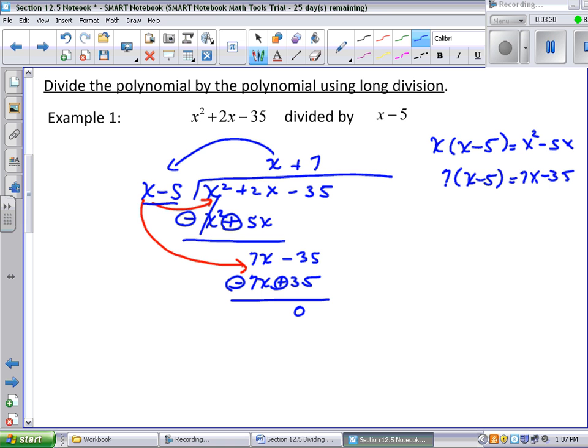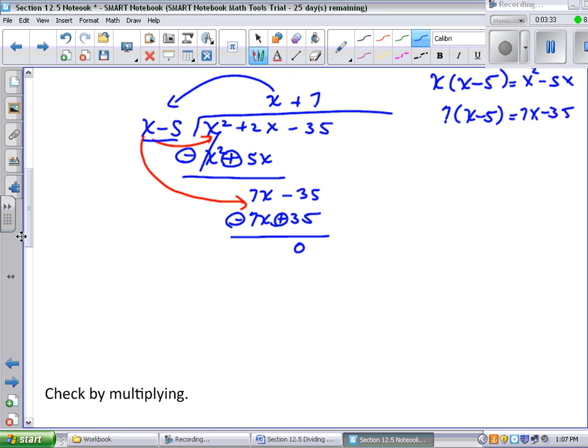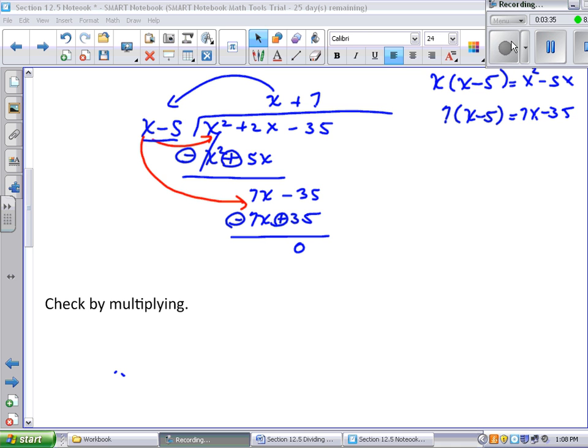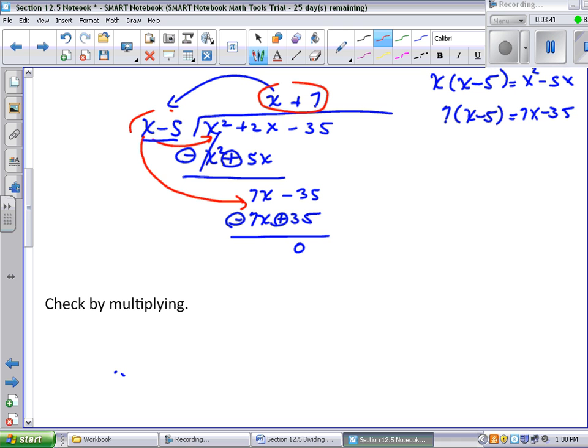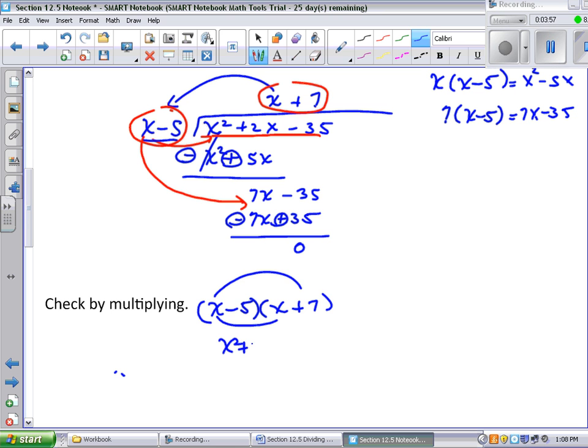Now, if I want to check my work, it does ask me to check my work, I will multiply the quotient times the divisor, and I'm looking to get this trinomial right here. So I'm going to multiply x minus 5 times x plus 7. We'll have to FOIL that out. X times x is x squared. The outside would give us plus 7x, the inside minus 5x, and the last minus 35. And when I combine the middle terms, I'll have x squared plus 2x minus 35.